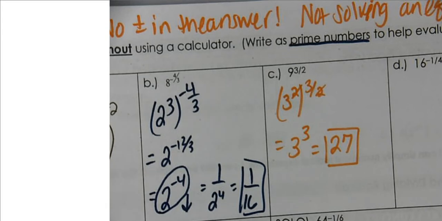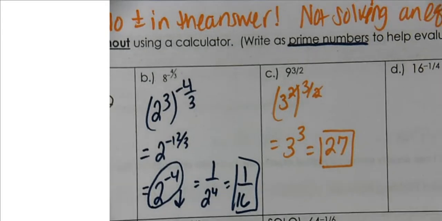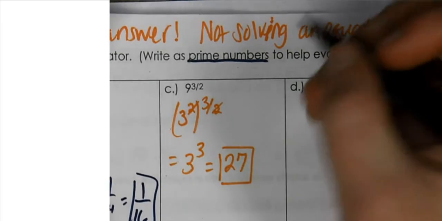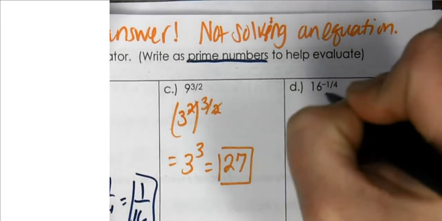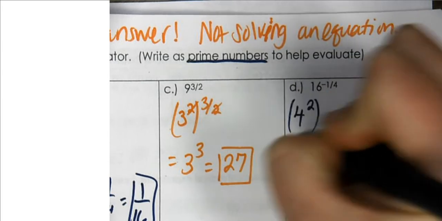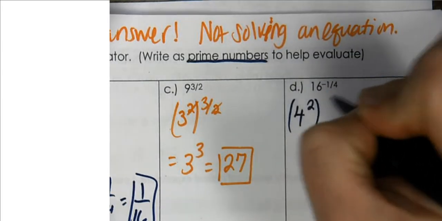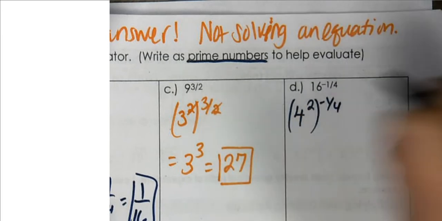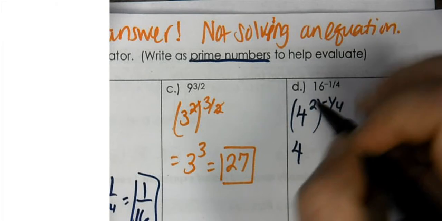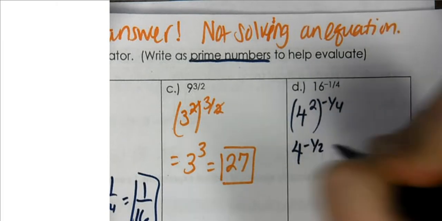Let's go ahead and look at letter D. Letter D, I'm going to show you a couple of ways to view this problem. One way you could view this problem is you could say, oh, I know that 16 is really 4 squared. So I'm going to raise 4 to the 2nd power to the negative 1/4 power. So this is really 4 to the negative 2 over 4, which is the negative 1/2 power.